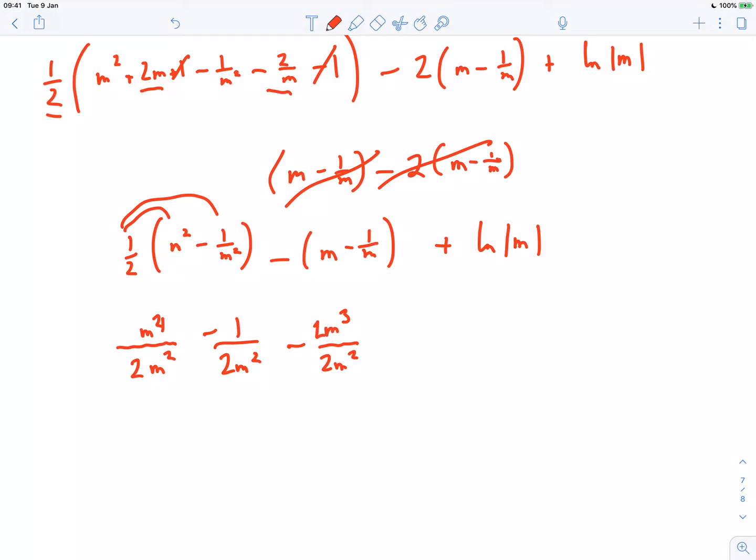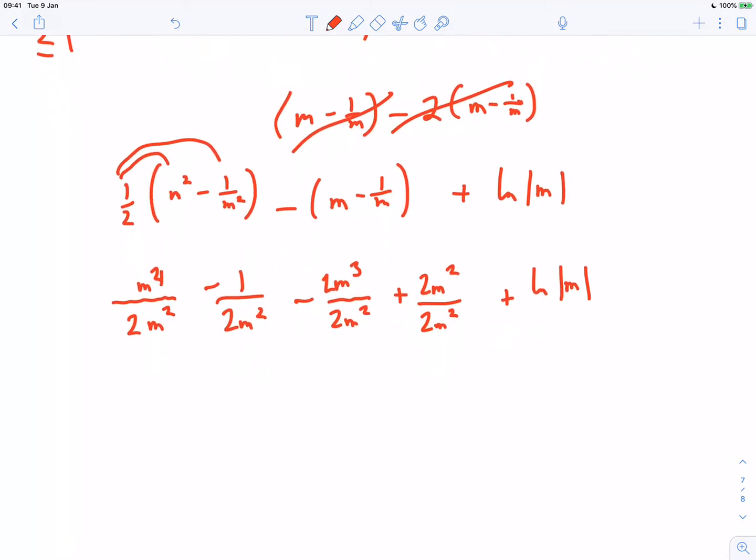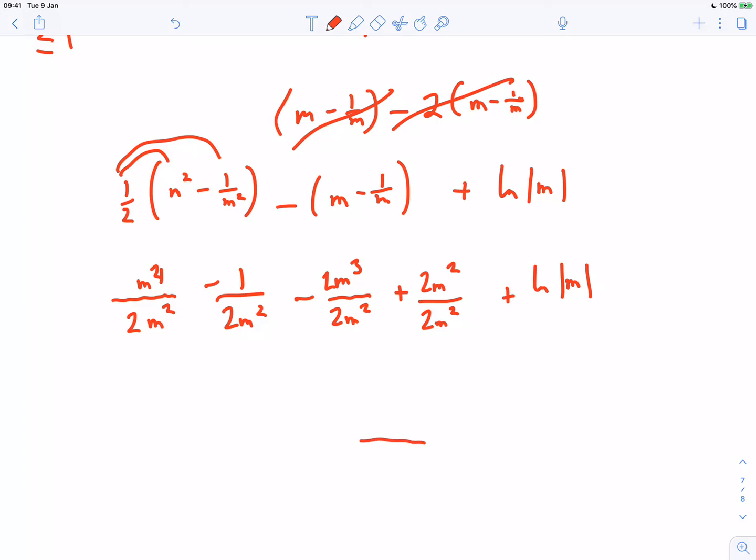Has to be a 2m cubed, so I want that to be minus 1. And then that has to be a plus, and then for this to be a 2m squared, I have to have 2m squared on the top, like so. And then this will be plus ln of m modded.